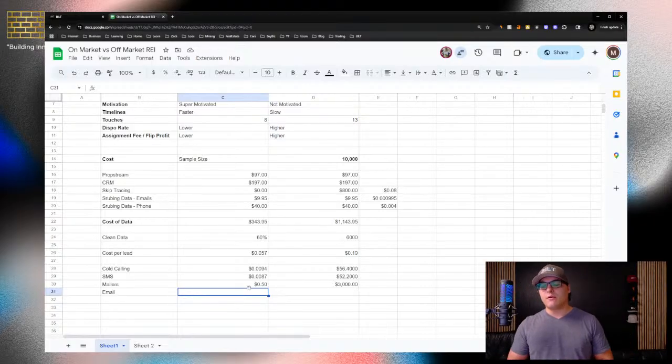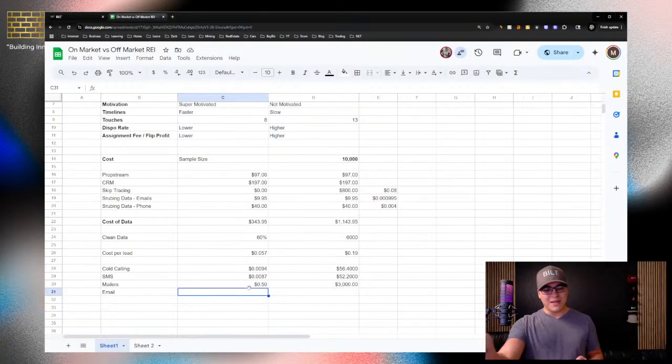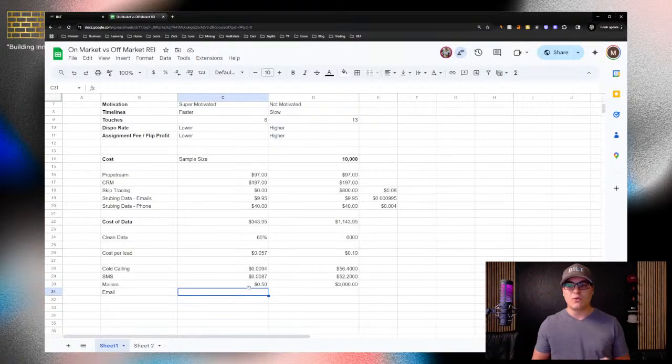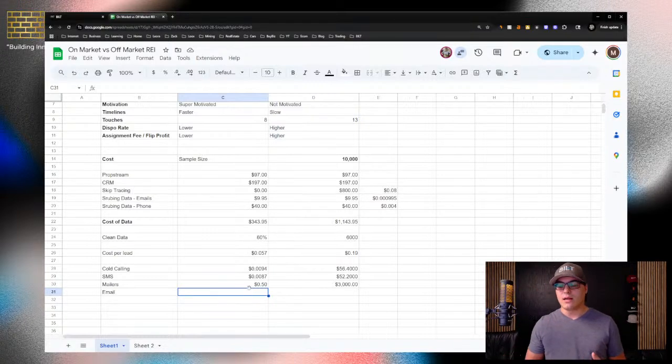Again, could you get it cheaper? I'm sure there's probably people out there that might do it cheaper. You could do it yourself, right? You could print them out. You can do it all yourself and manually go to people's houses. Of course, you could do everything cheaper. But if we're talking about hiring people, hiring companies, using software out there to do it for you, there is going to be a cost involved, right?